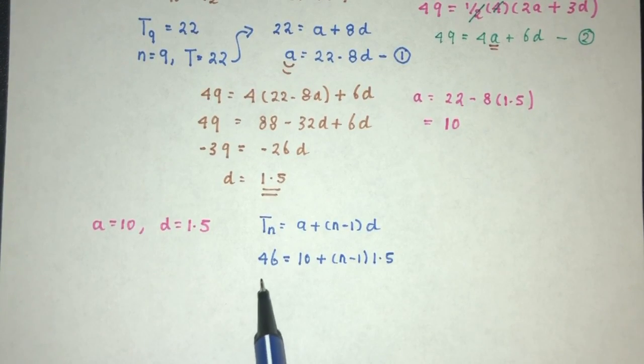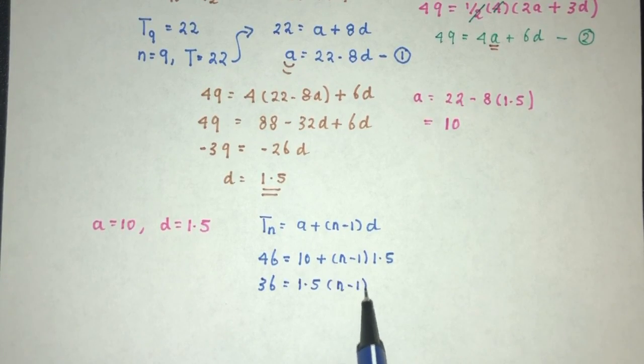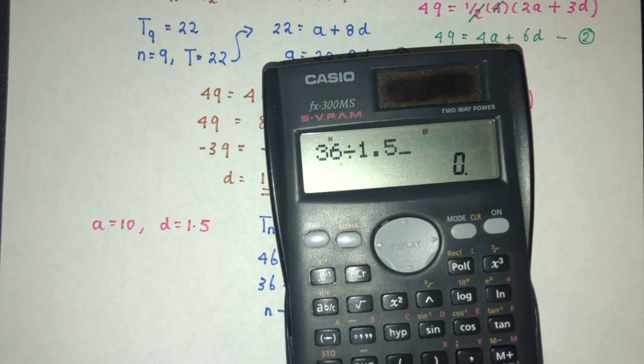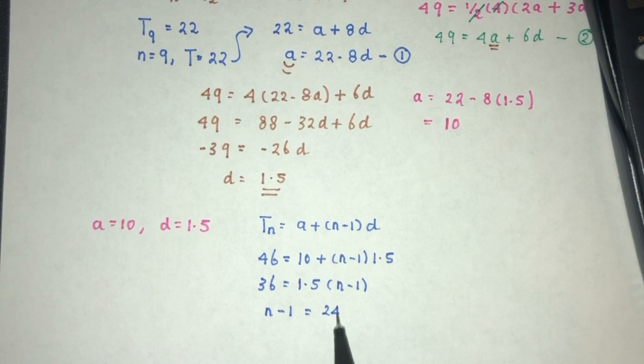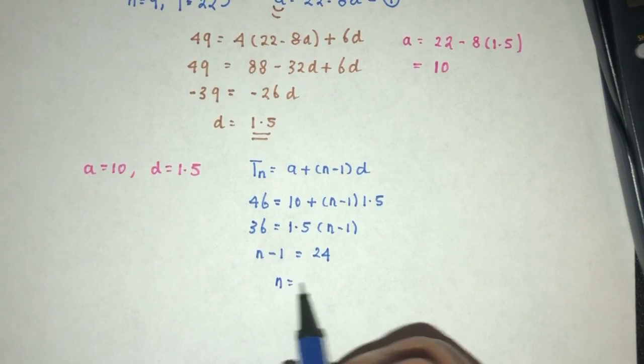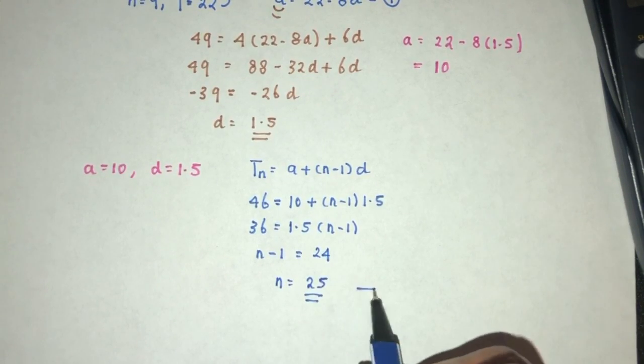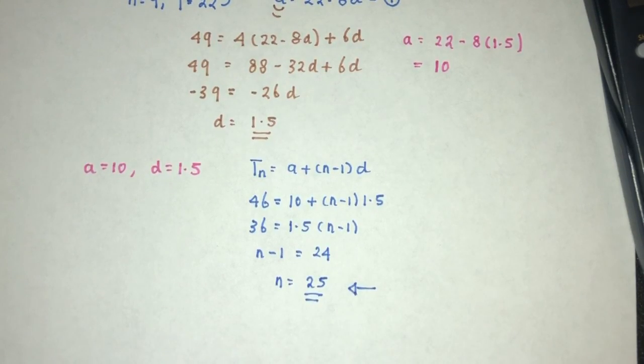Simplify, send this over here, you will have 36. That should be 1.5 times n minus 1. So n minus 1 is equal to 36 divided by 1.5, that should be 24. And finally n has to be 25. This is your answer for question part 2.